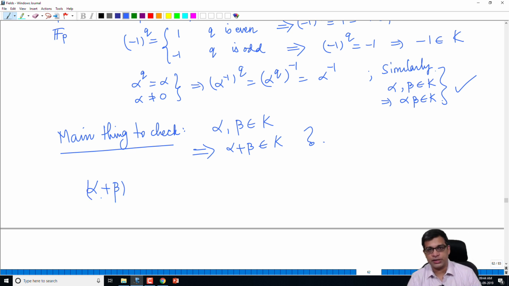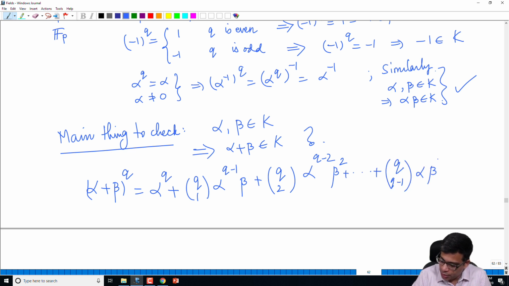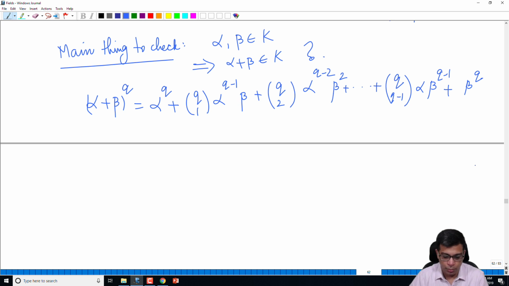Again, let me remind you, what is the meaning of being in k? That means its qth power is itself. So let's take the qth power, alpha plus beta power q. If you apply binomial theorem, you get alpha power q, q choose 1, alpha power q minus 1 beta, q choose 2, alpha power q minus 2 beta squared, dot dot dot, q choose q minus 1, alpha beta power q minus 1 plus beta power q, right? This is the binomial expansion of alpha plus beta power q.